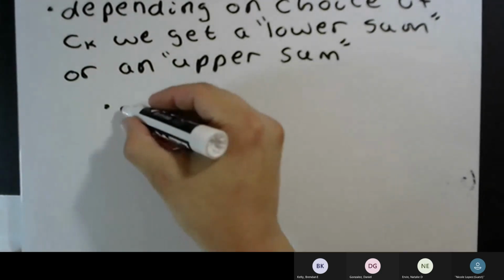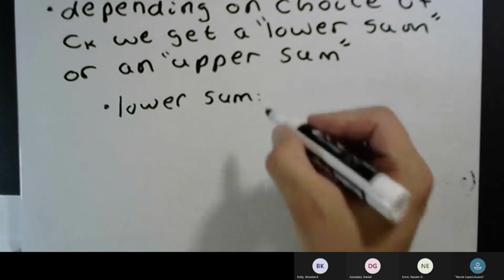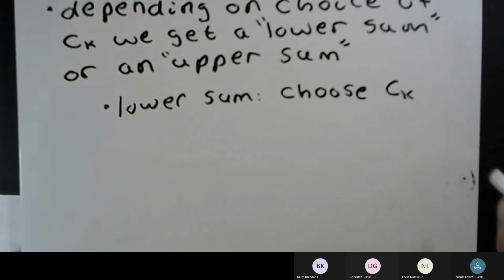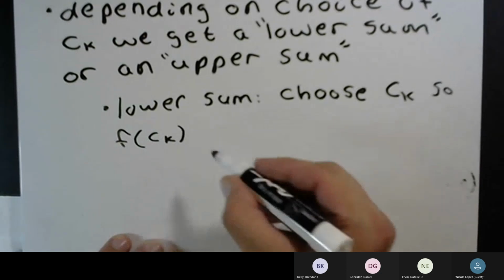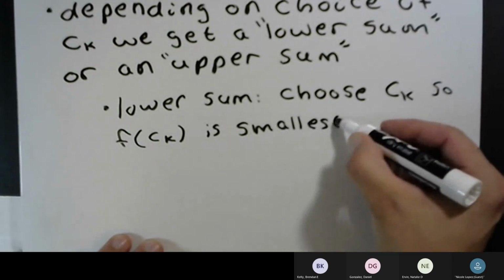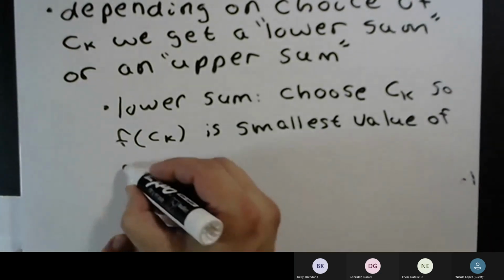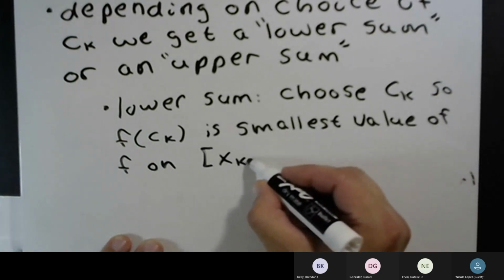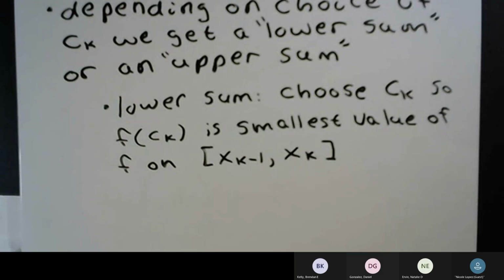So for a lower sum, we choose CK so that F of CK is the smallest value of F on a given subinterval.